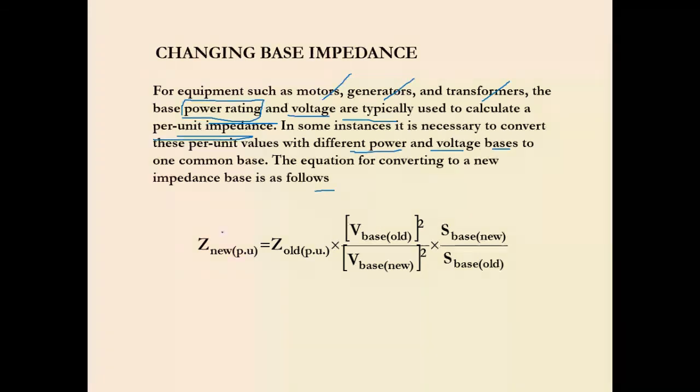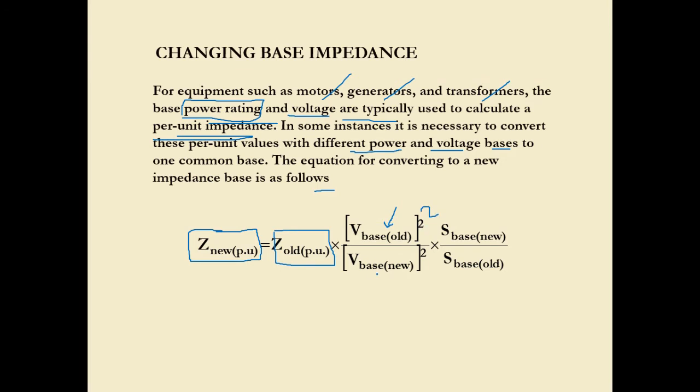So this is Z new PU, the new impedance PU. This is the old PU. And this is how it works. We have V base old squared, then V base new, the one we select or the one we refer to, and then we have S, the power new, as well as the old S base.